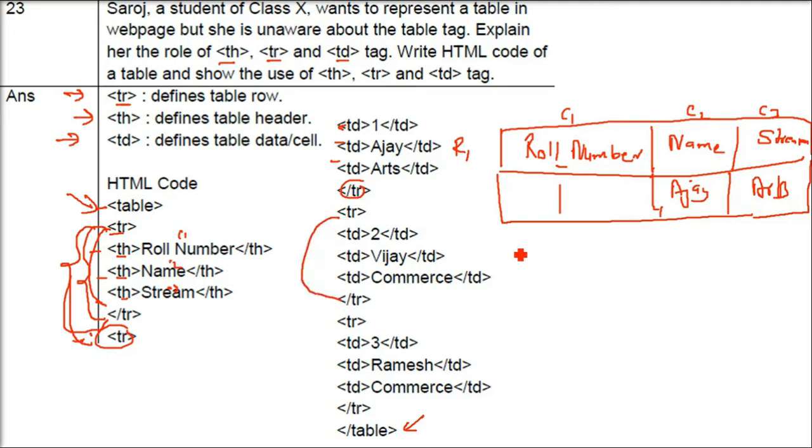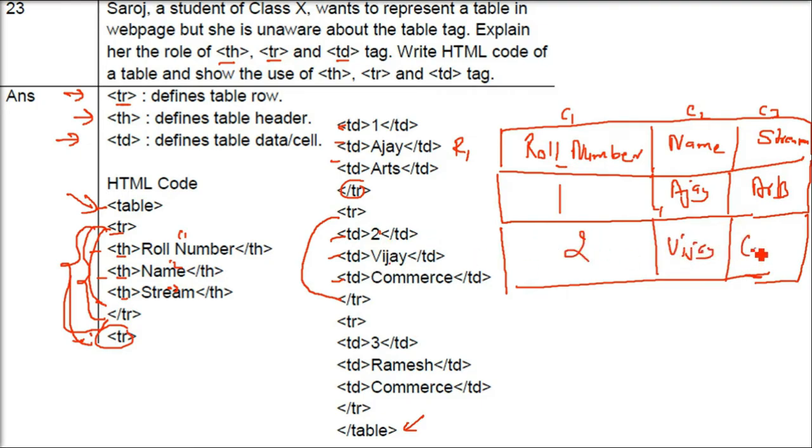And now coming to this tr, that means the third row we are talking about. The first row was not content, it was just the header. Now we have three contents or 3 data, 3 records. So now td, td, td, that means three columns, 3 cells we have in this row. 2, Vijay, and then commerce will be here. Commerce. Now this is also done.